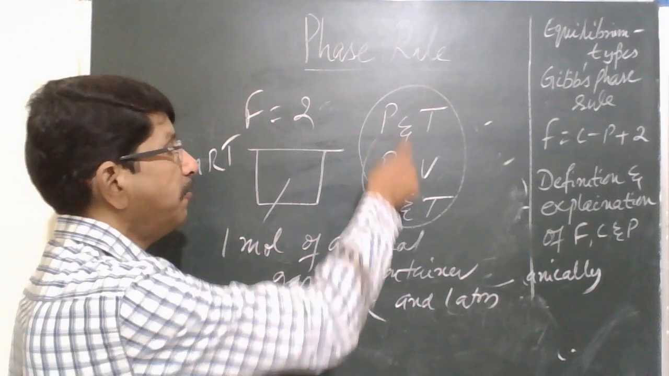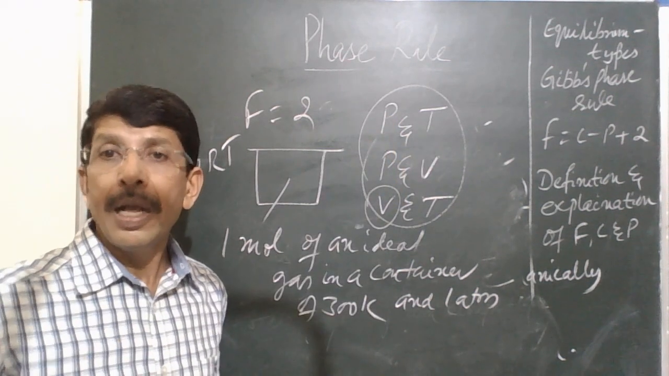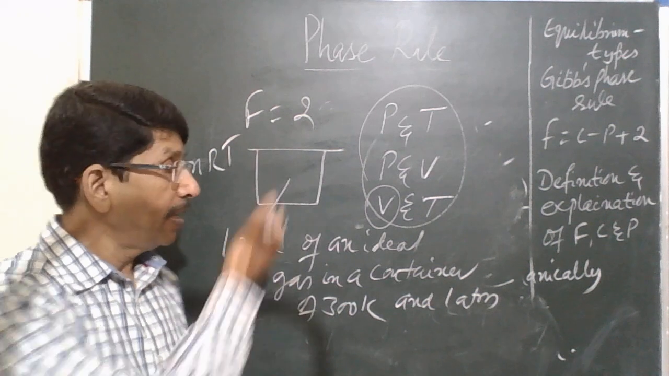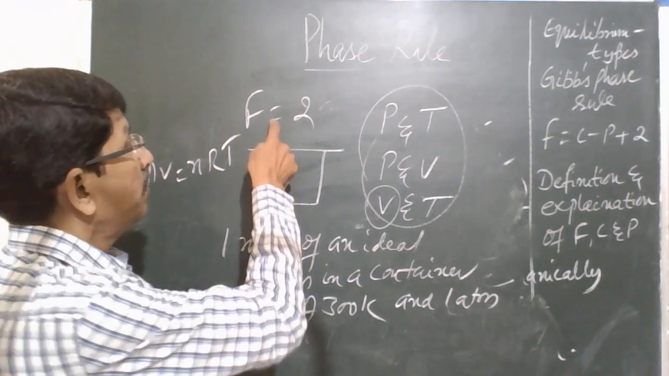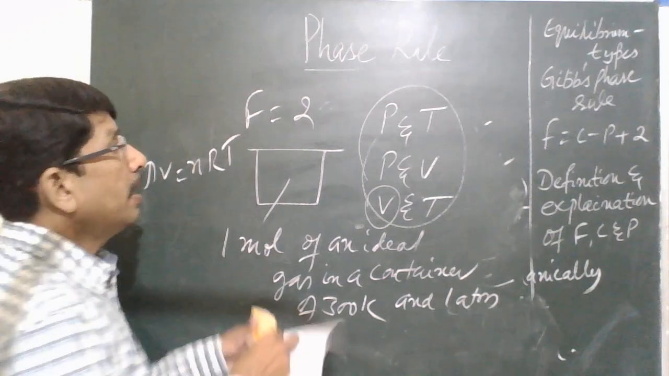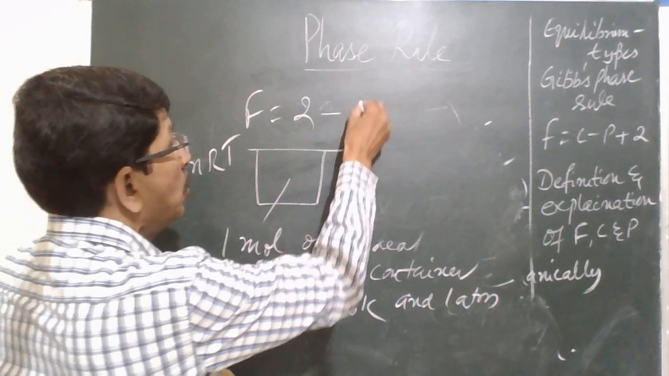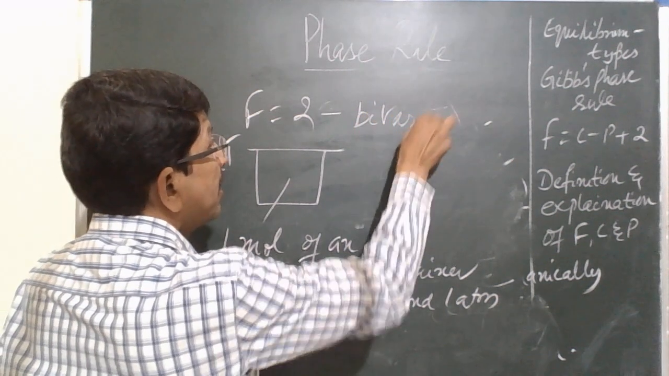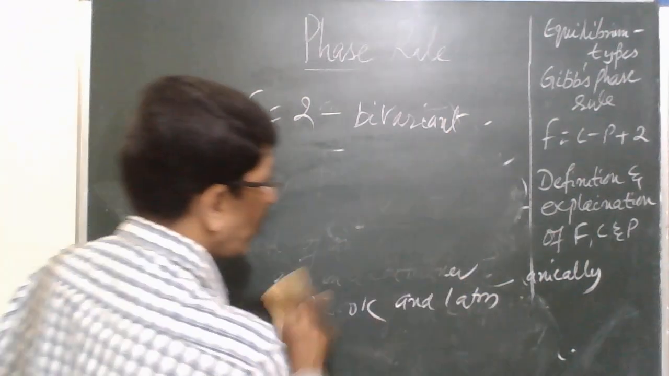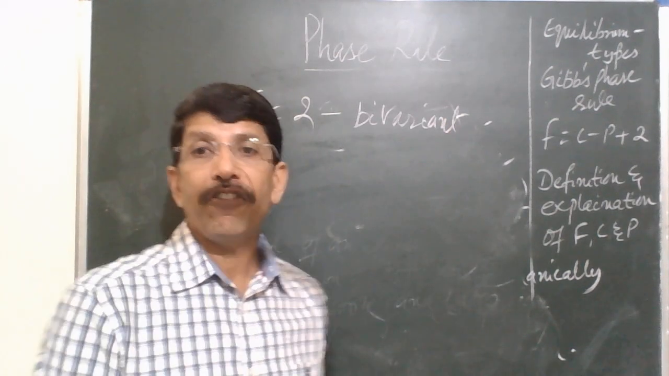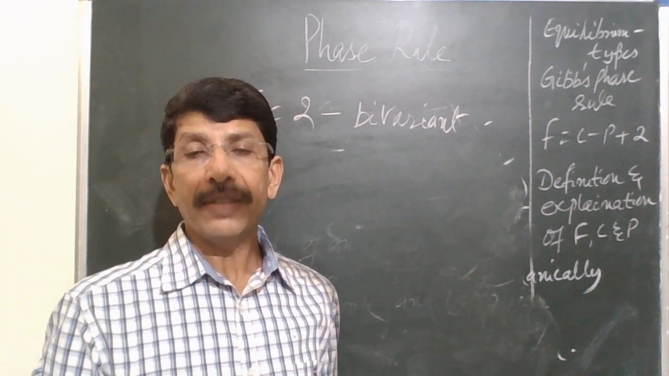So by specifying any 2 variables, like any one of these 3 sets of variables, I am able to define the state of a system completely. So for this system, F is 2. So when the number of degrees of freedom is 2, we call it a bivariant system. So what's a bivariant system? A system for which degree of freedom is 2. Such a system is called a bivariant system.